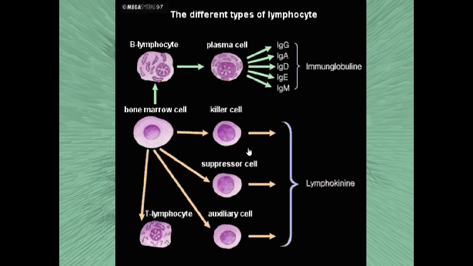These lymphocytes, represented by the B lymphocytes, continue development inside of the bone marrow. Easy to remember: B lymphocytes, red bone marrow, and also T lymphocytes. T lymphocytes after the development in the bone marrow will migrate to the thymus, and the differentiation into the different subclasses like the T killer cells, T suppressor cells, and the auxiliary cells will continue inside of the thymus gland.